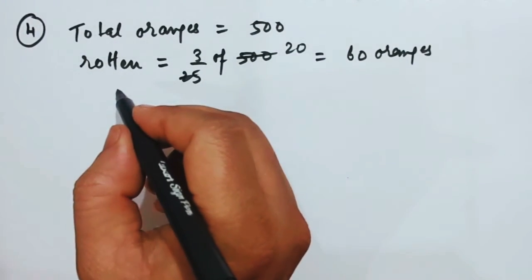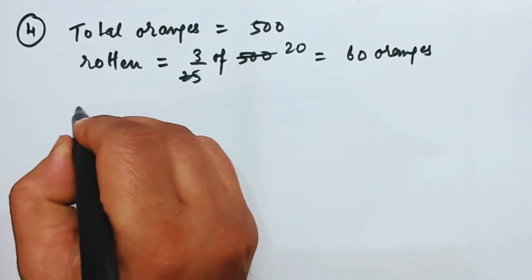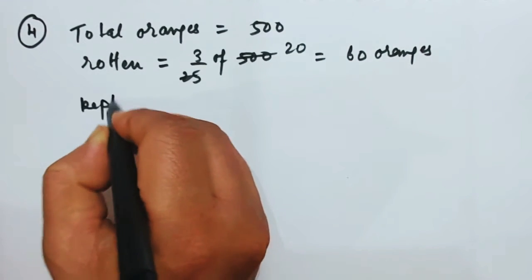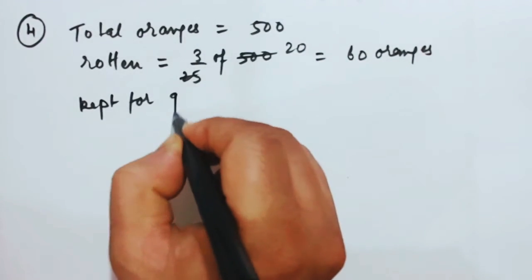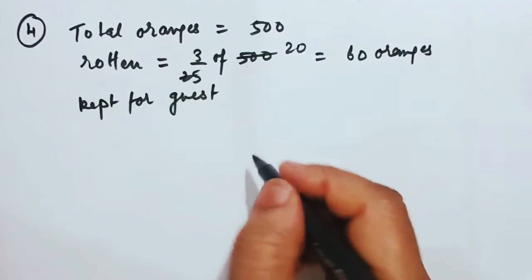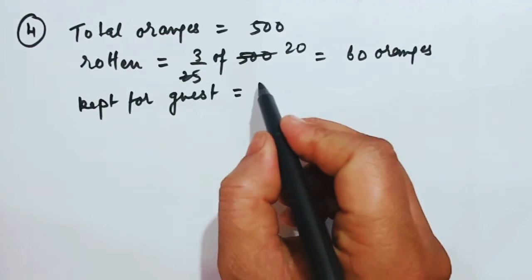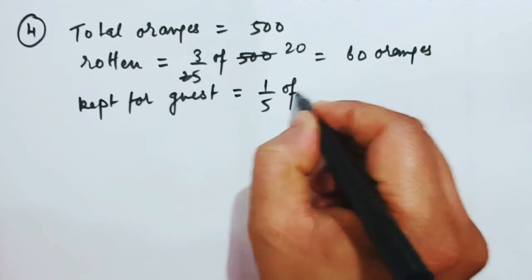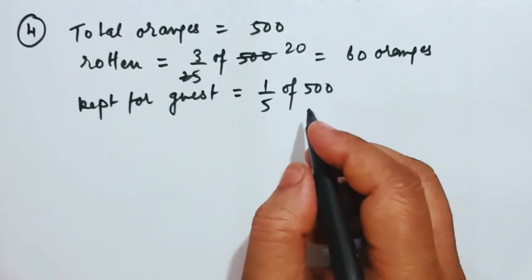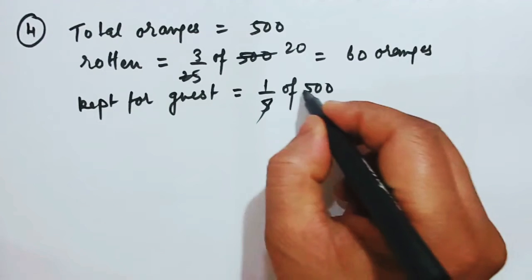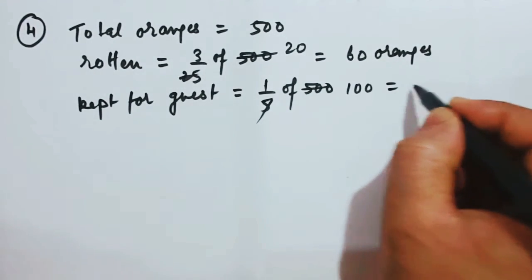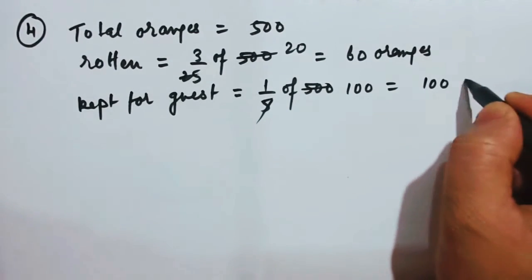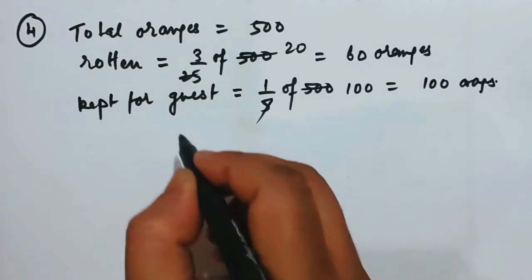1 by 5 are kept for guests. Okay, so kept for guests is equal to not 1 by 5 of remaining. They are directly saying that 1 by 5 of the total number of oranges are kept for guests. So 5 how many times? 100 times, is equal to 100 oranges kept for guests.